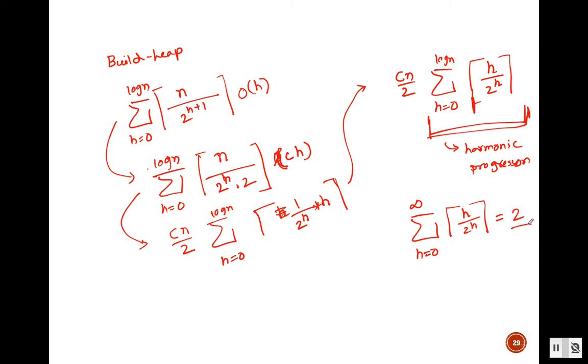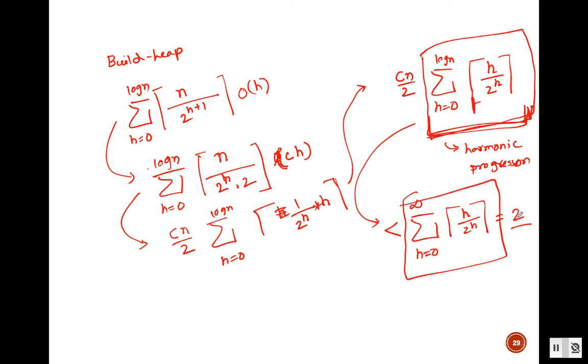Now, this portion looks like it goes from 0 to log n. Log n is much smaller than infinity, so this portion is going to be less than the value of the full series, which is 2. So at best, the value of this portion could be 2.